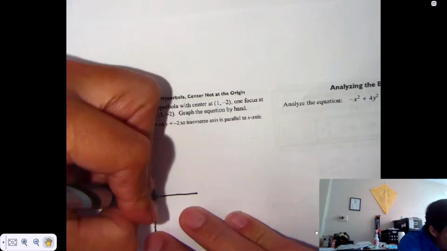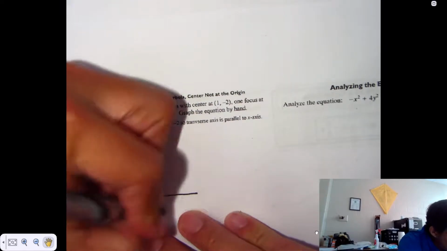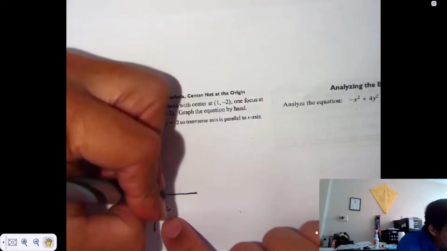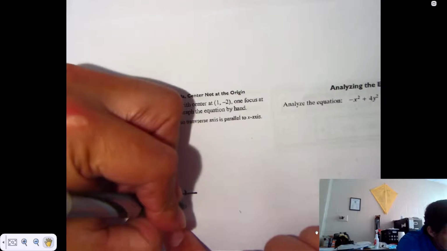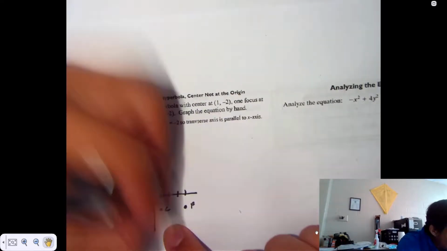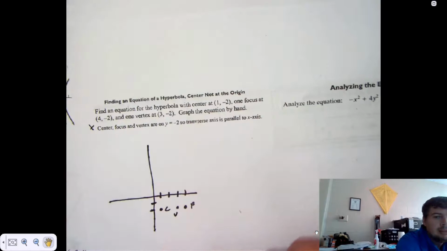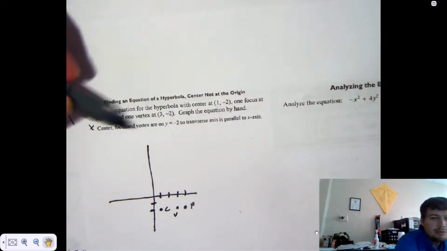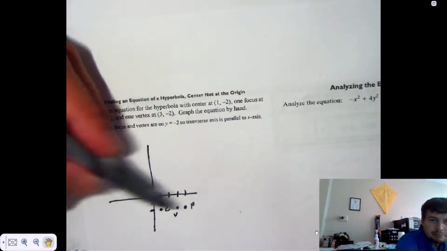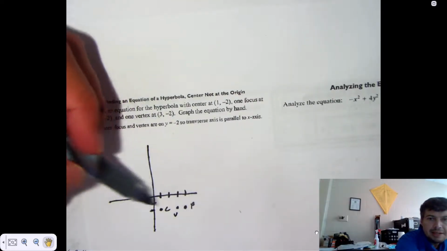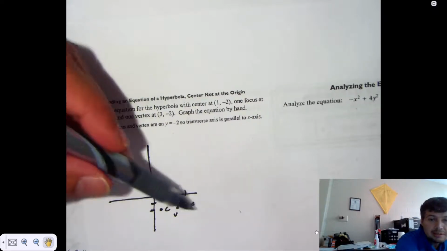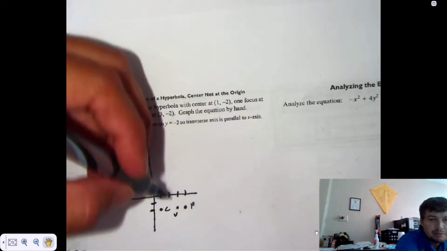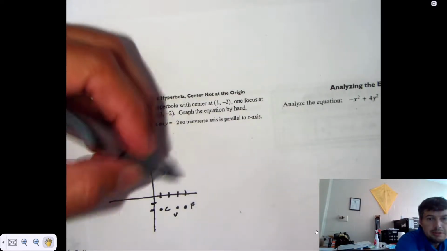We have a center to the right 1 and down 2. There's my center. We have a focus at (4, -2), to the right 4 and down 2. There's a focus. We have a vertex at (3, -2). Now everything there, and that's what this note's about, the center, the focus, and vertex are on this line y equals -2. So the transverse axis is parallel to the x-axis, because this thing is going to be opening so that it eats the focus. Okay? It opens so it eats the focus.